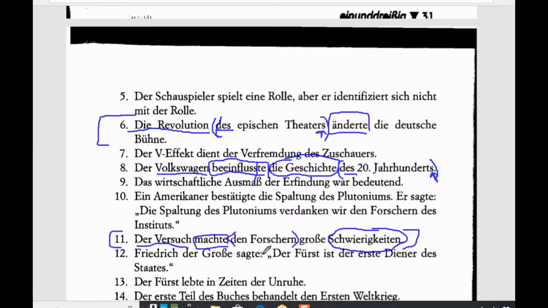It has the den plus n article. Good. Den, the definite article, and then n tacked onto the end of the noun there. Literally made great difficulties for the researchers, or you could say idiomatically caused great difficulties. Okay, great. So that's the end of that.